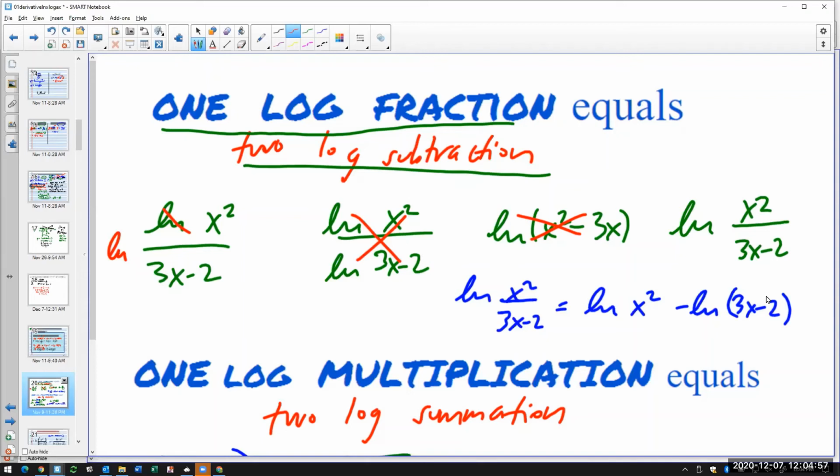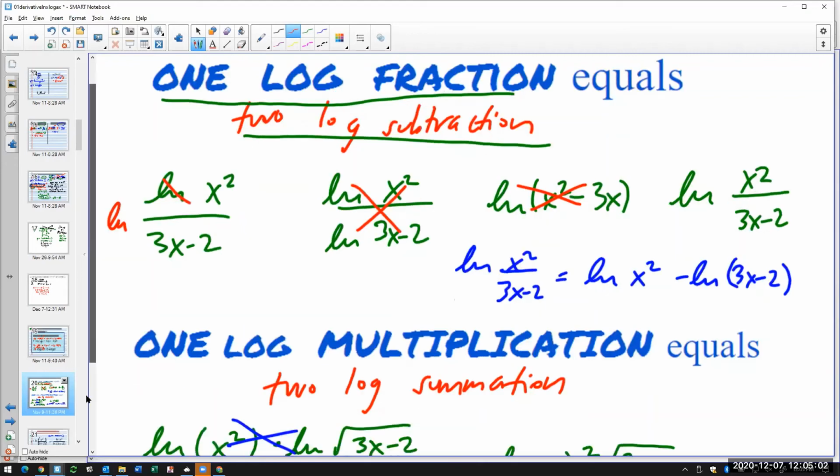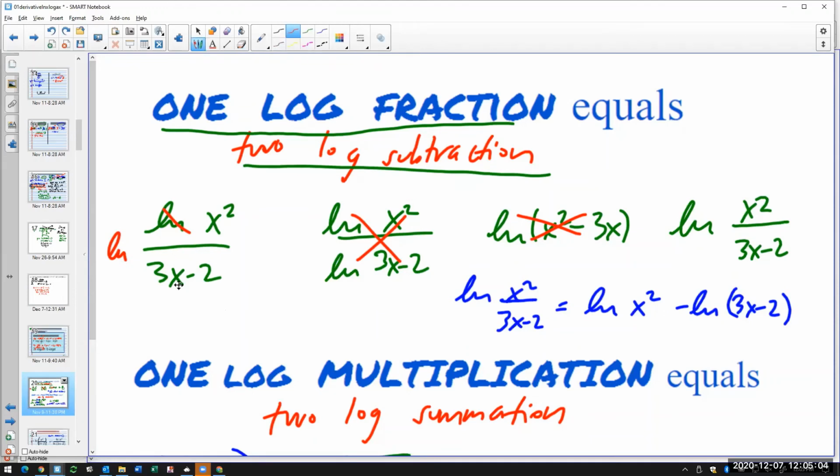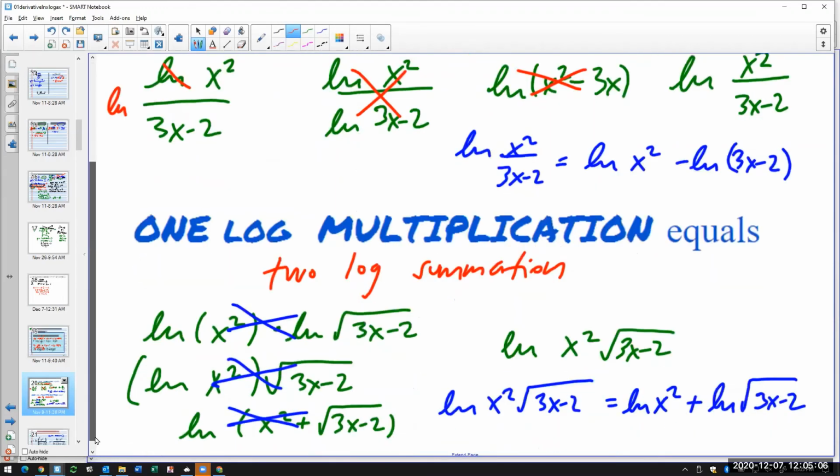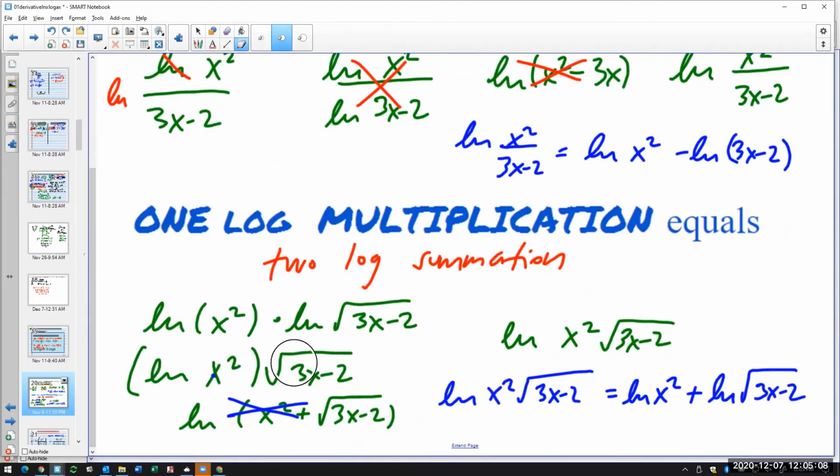And then let's look at the top one, part A, where we're doing 1 log multiplication equals 2 log summation. And once again, just because it rhymes, it doesn't mean that's true, okay? So this is 1 log multiplication.